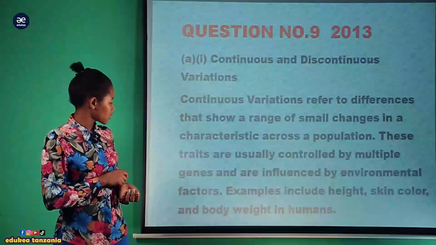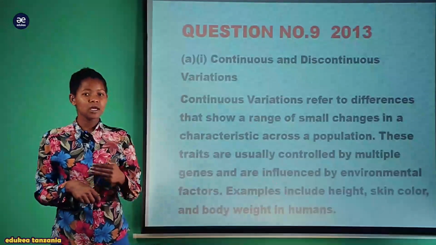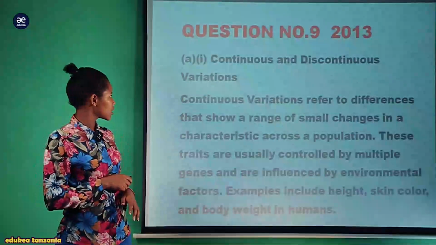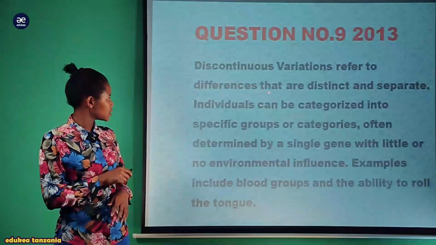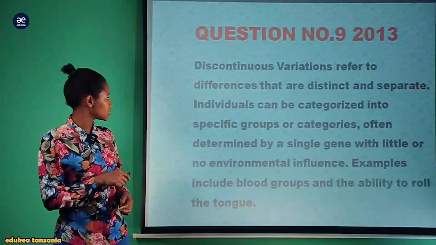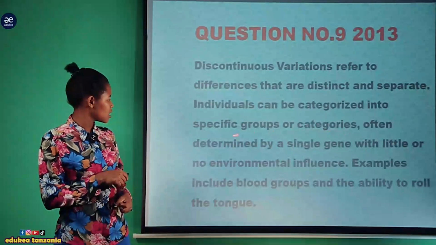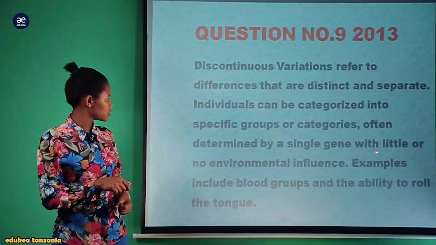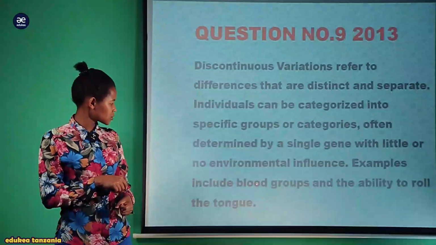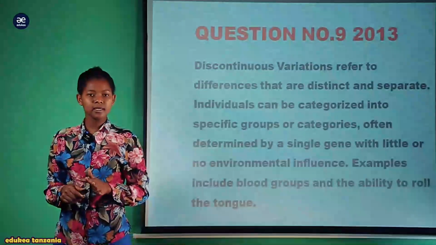I hope umeelewa. Na tukija tukiangalia example include height, skin color and body weight in humans. Hizi characters zote zinakuwa mbili mbili. And then tukiangalia discontinuous refers to the differences that are distinct and separate. Individuals can be categorized into specific groups or categories, often determined by a single gene with little or no environmental influence. Examples include blood groups and the ability to roll the tongue. This is all about discontinuous variation.